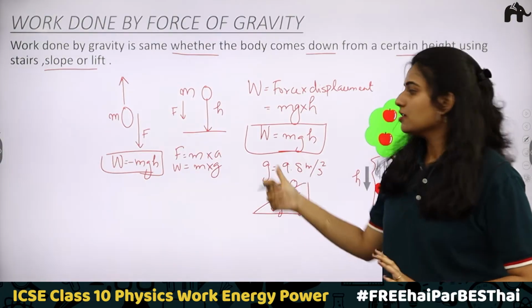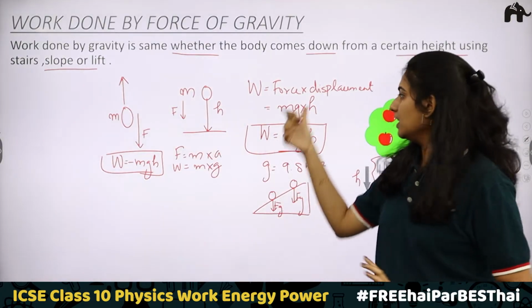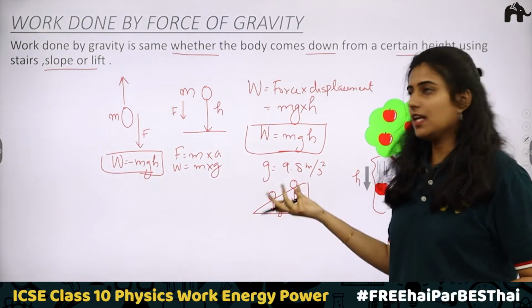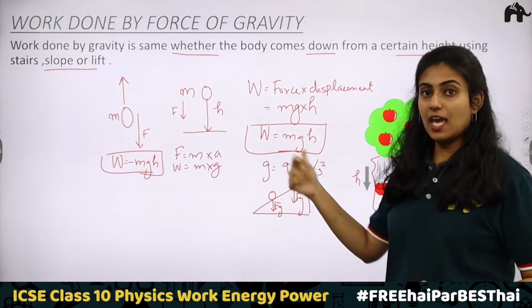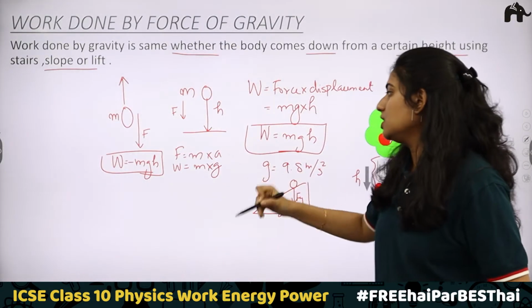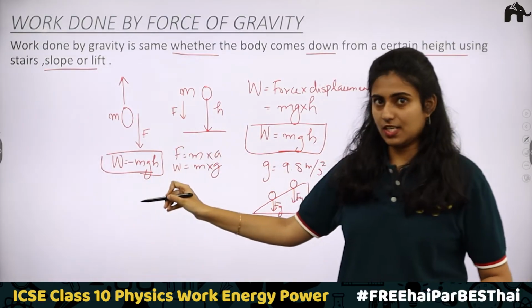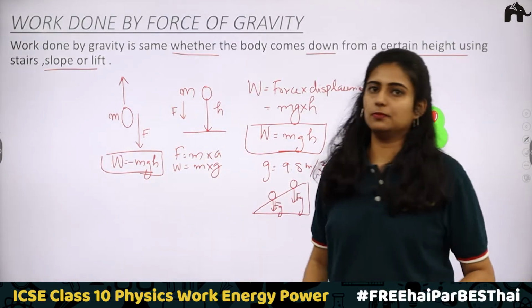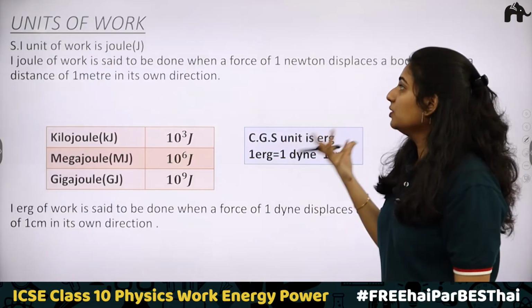Okay, understood? So it can be positive or negative. When force and displacement are in the same direction, work will be mgh, which is positive. When the body is moving in a direction opposite to the direction in which force of gravity acts, then work will be negative. Clear?